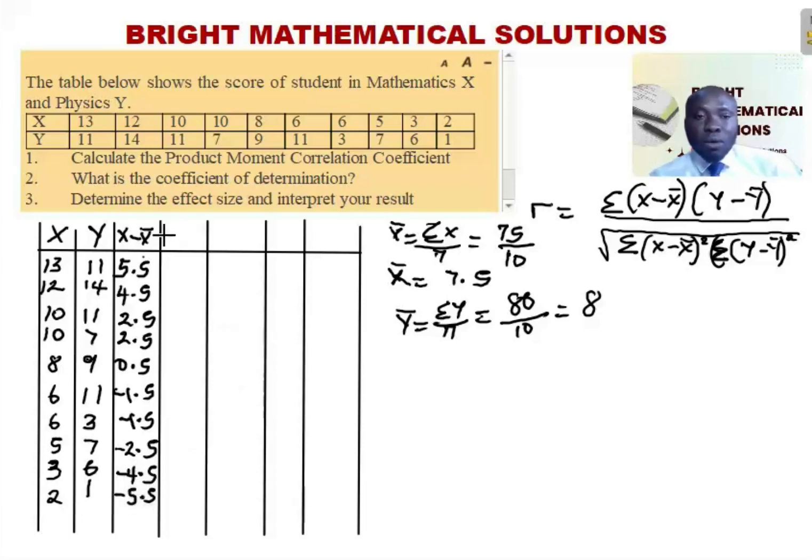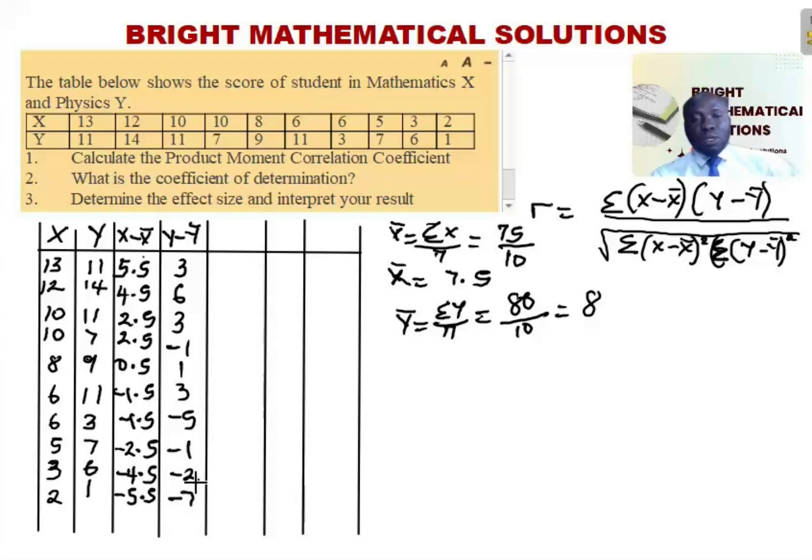The same thing goes for the other, which is Y minus Y bar. This is our Y, and our Y bar is 8. So 11 minus 8 gives 3. 14 minus 8 gives 6. 11 minus 8 is 3. 7 minus 8 is minus 1. 9 minus 8 is 1. 11 minus 8 is 3. 3 minus 8 is minus 5. 7 minus 8 is minus 1. 6 minus 8 is minus 2. 1 minus 8 is minus 7.